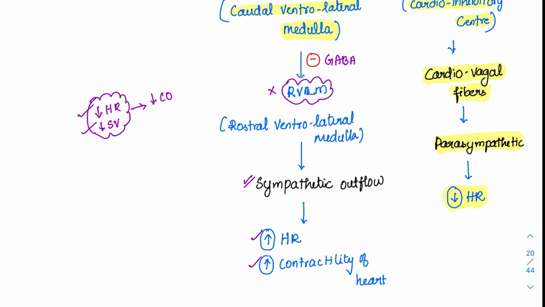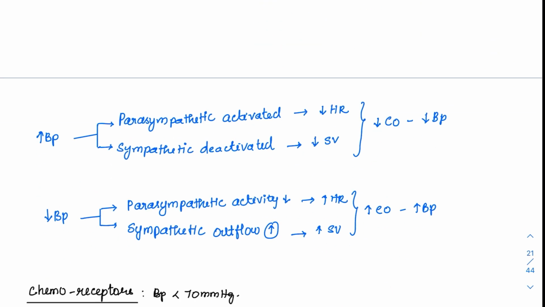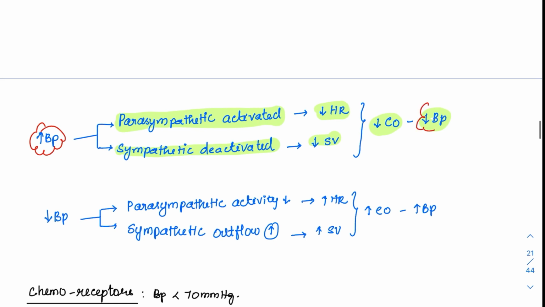So whenever the BP is increasing, let's revise. In the example we saw, the parasympathetic was getting activated, that is the cardiac inhibitory center was activated and it reduces the heart rate. And the sympathetic system, the RVLM, was inhibited, and there is a decrease in stroke volume. The end result will be a decrease in cardiac output, finally decreasing the BP. So as and when we have an increase in BP, the baroreceptor will decrease the BP very nicely and beautifully. Otherwise, we cannot do our day-to-day life activities.